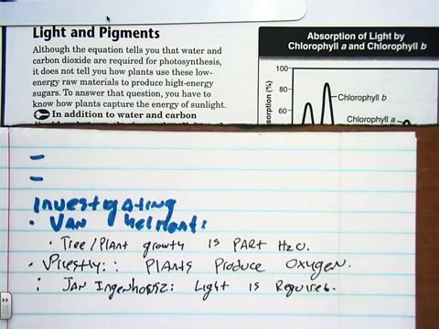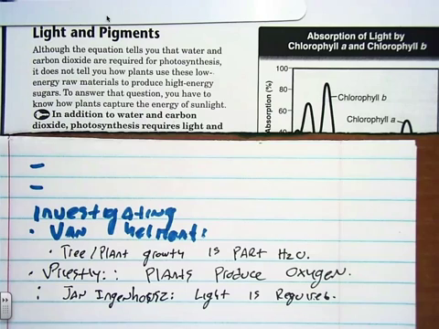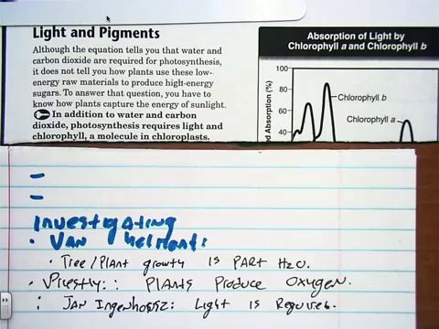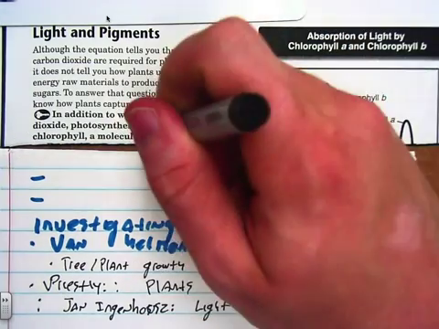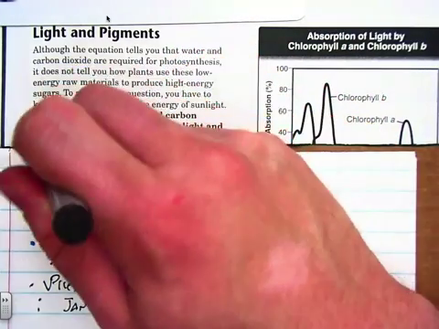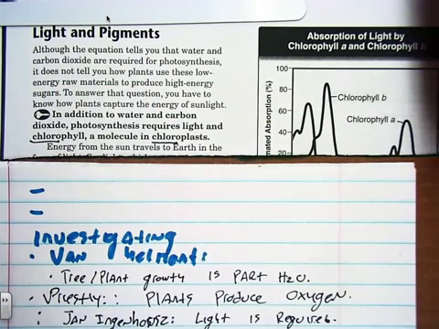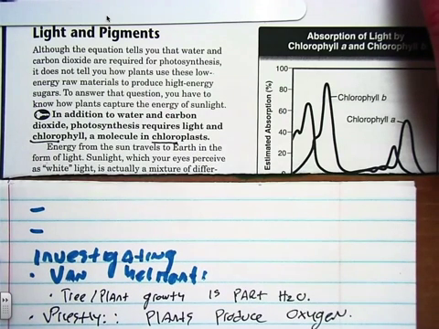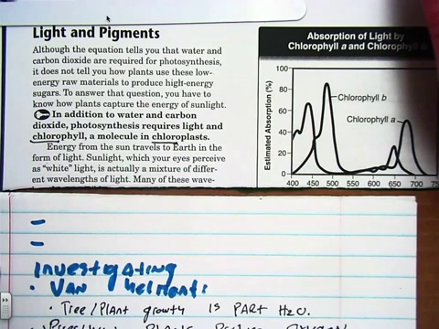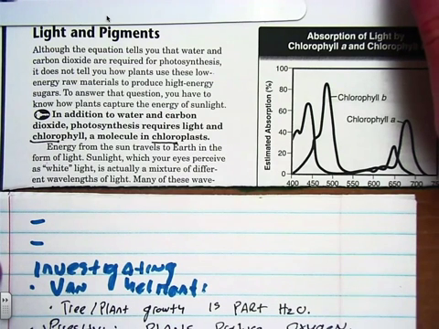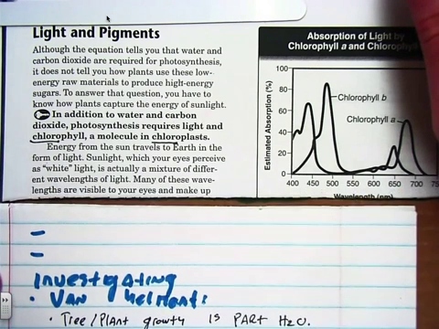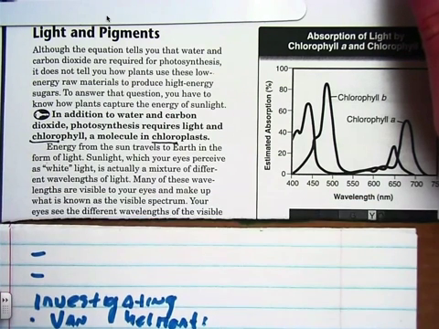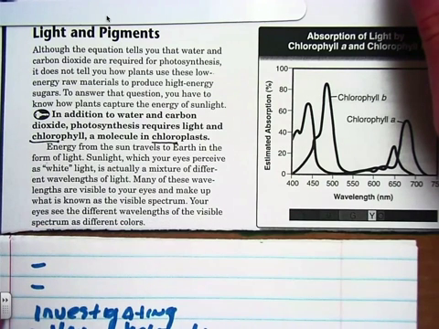In addition to water and carbon dioxide, photosynthesis requires light and chlorophyll, a molecule in chloroplasts. Chloro. Wow, looks like a root word in there. I wonder what that means. Energy from the sunlight travels to Earth in the form of light. Sunlight, which your eyes perceive as white light, is actually a mixture of different wavelengths of light. Remember in physical science, we learned the color wheel turned white? Many of these wavelengths are visible to your eyes and make up what is known as the visible spectrum. Your eyes see the different wavelengths in the visible spectrum as different colors.